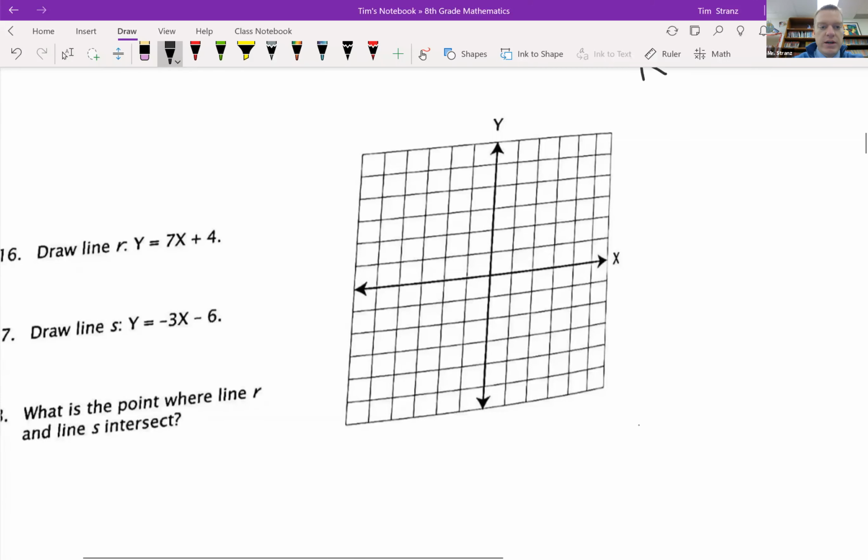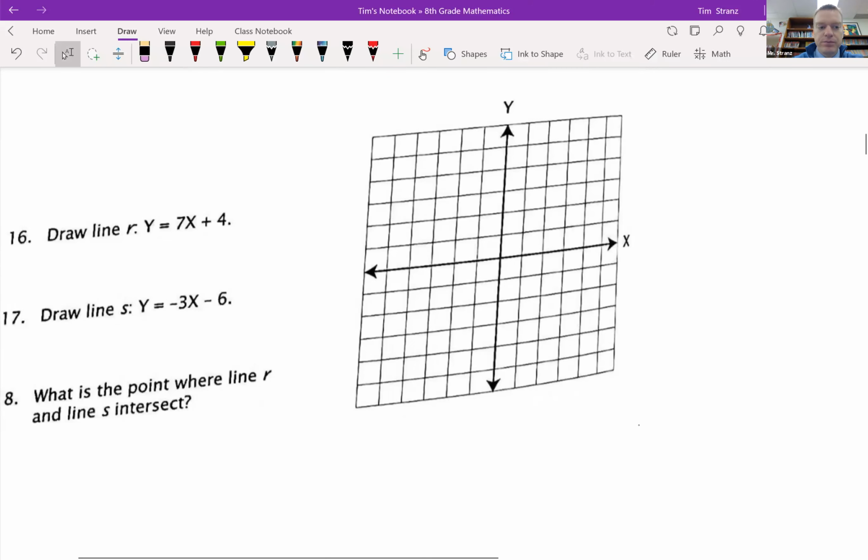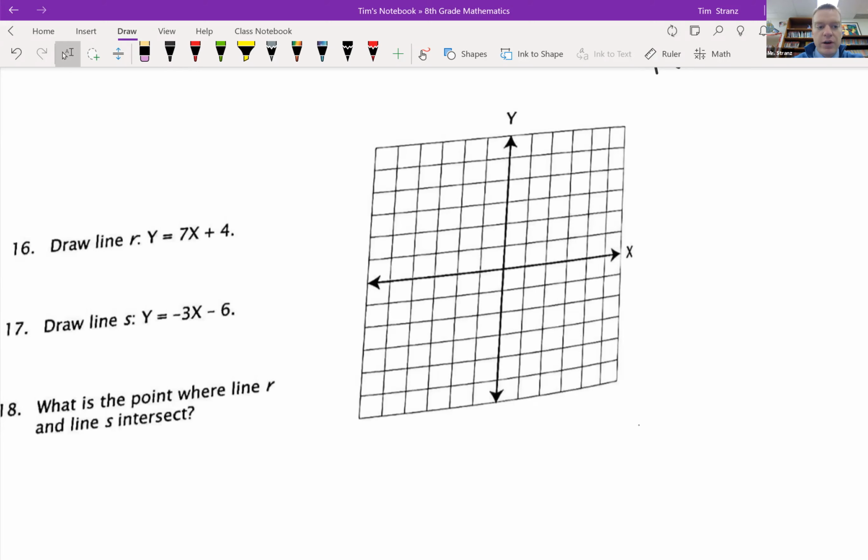All right, let's move on down to number 16. Draw line R, which is y equals 7x plus 4. So again, I'm going to draw my y-intercept first of 1, 2, 3, 4 right here. My slope is a positive 7 over 1. This is a weird problem the book gave me, because how am I supposed to go up 7? I can only go up 2, and then the graph ends.